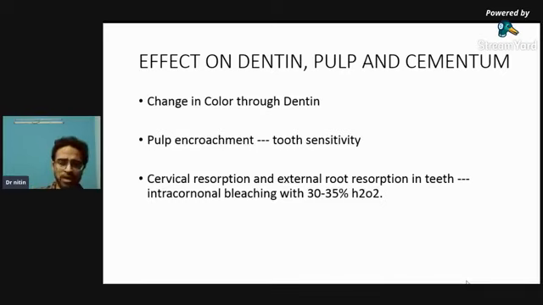ठीक है, तो इनामल का इफेक्ट हमने देखा, डेंटिन पे भी देख लिया क्या चेंजेस इन कलर हो रहे थ्रू डेंटिन और कैसे वो पल्प पे इफेक्ट डाल सकता है थ्रू टूथ सेंसिटिविटी. And this effect on cementum is mainly in cases with non-vital bleaching when we have used high concentration of H2O2. So funda clear hai, because in a non-vital tooth dentinal tubules are there.